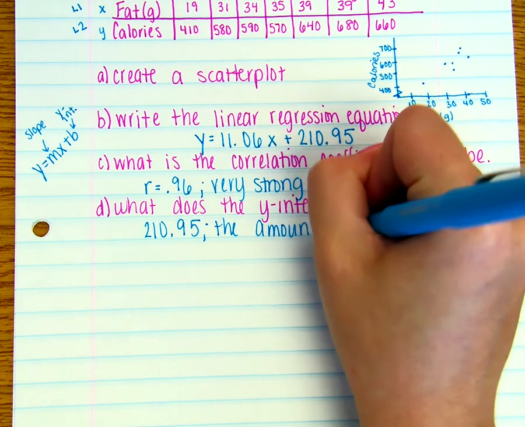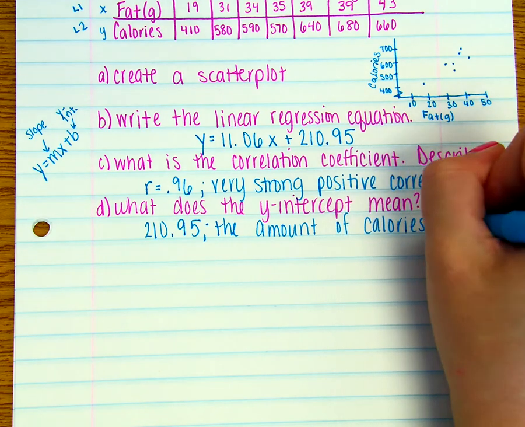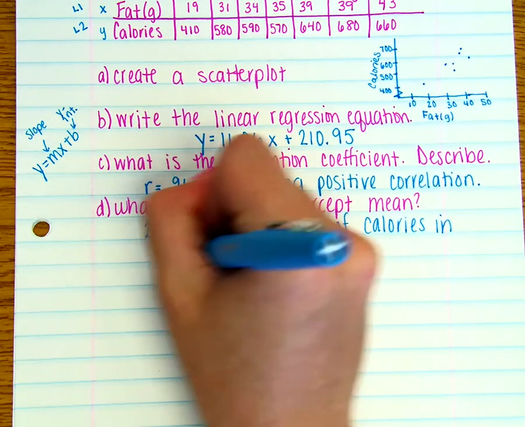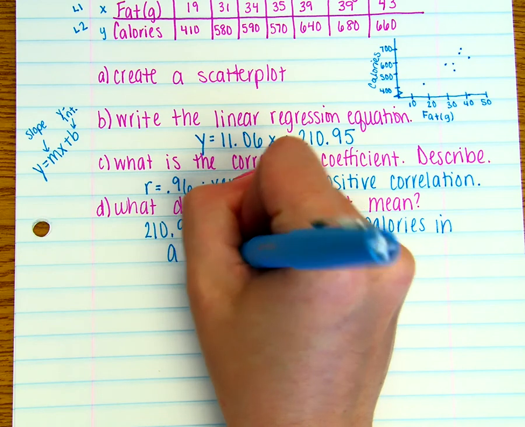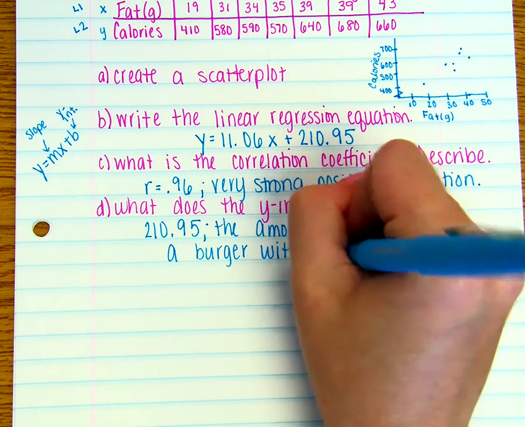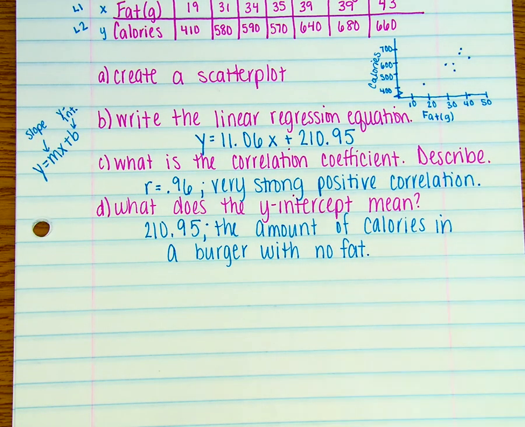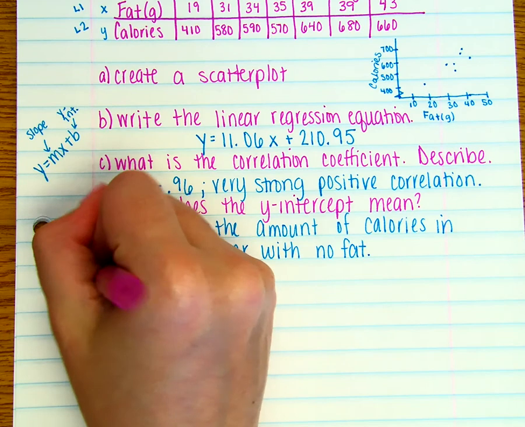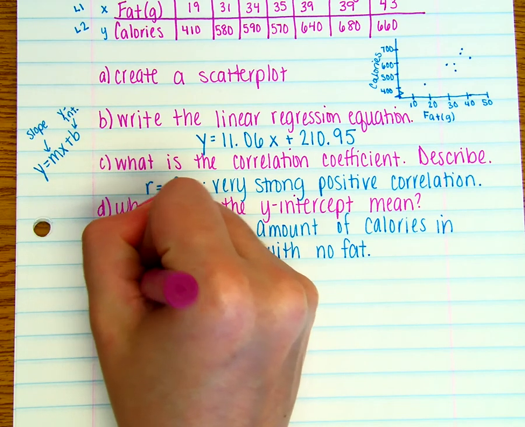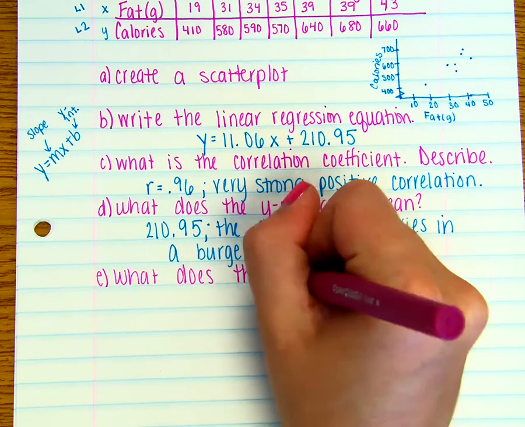The amount of calories in a burger with no fat. Or you could write 0 grams of fat, however you want to say that. It's going to ask us for the y-intercept, and then it's going to ask us for the slope.